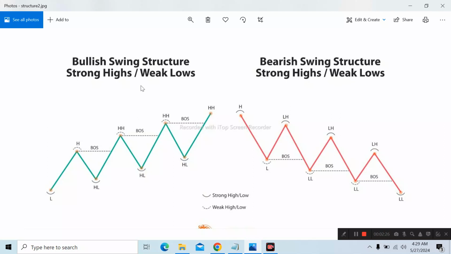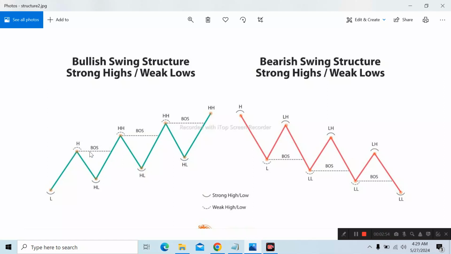So if you look over here, we have the low here, we have the high here, we have the break of structure here, and we have the higher lows. So it's in three steps for the bullish structure. For a bullish market structure, we have from the low to the high, then we have a pullback which forms the higher low, and we have another pull up which forms the higher high.